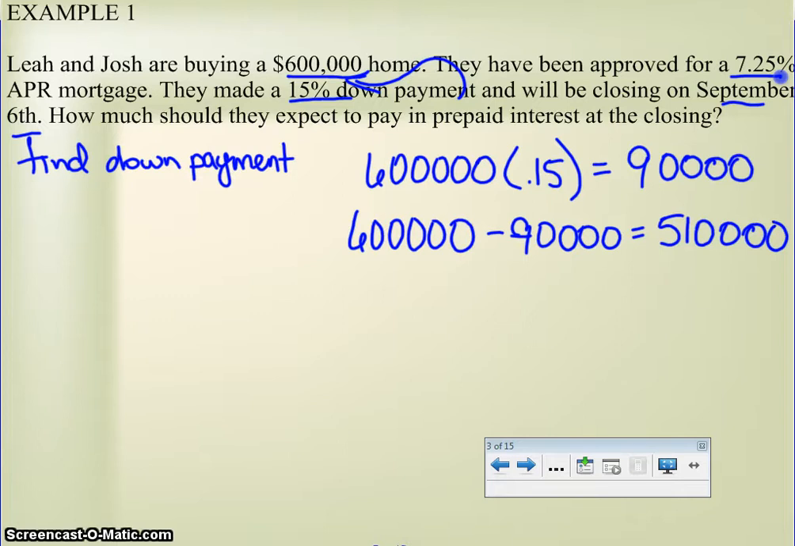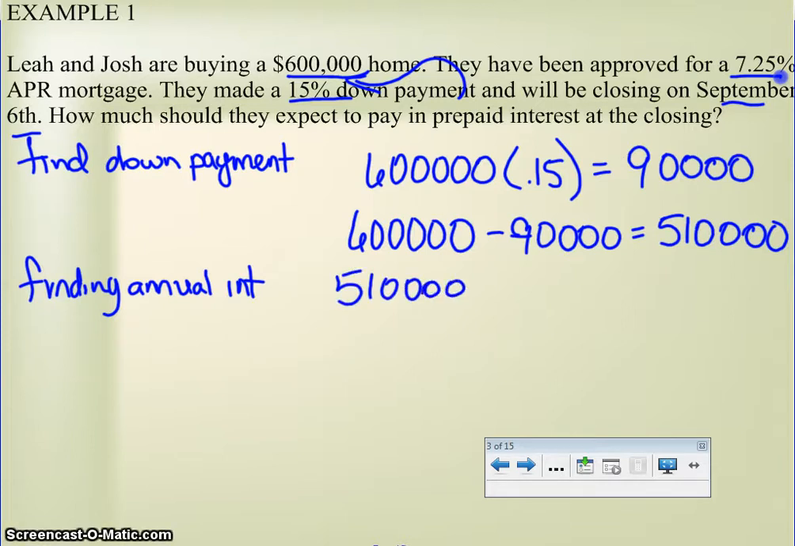Now that we've found that loan amount, let's go to the next step, which is going to be finding your annual interest. And really, for purposes here, I'm only interested in that first year. It's a very simple equation. I'm going to take the loan amount, which was the $510,000, and I'm going to multiply it by the interest rate as a decimal, 0.0725. When I multiply that, I get $36,975 in annual interest.